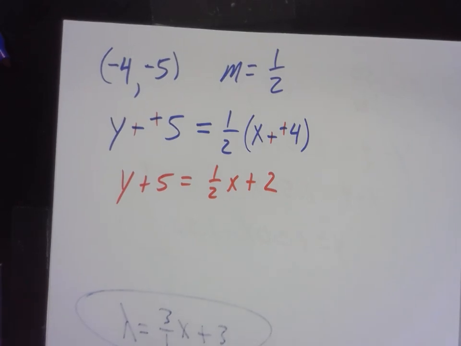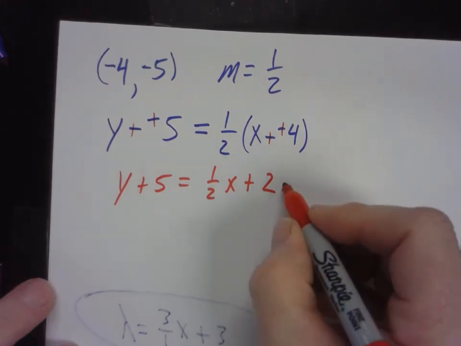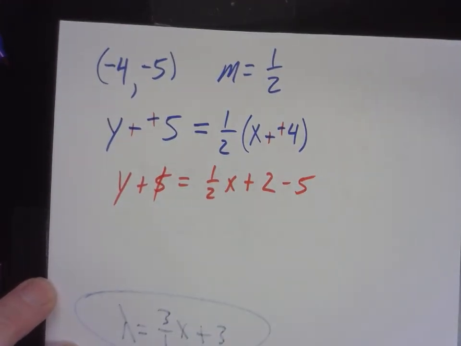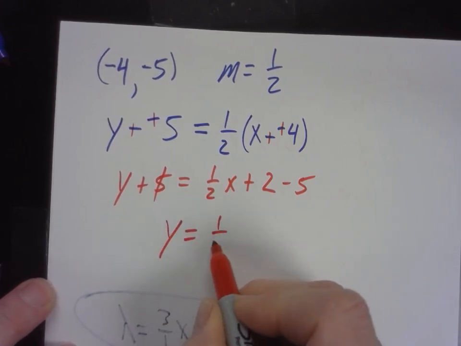Okay. Last step, Easton. What do you think? Y. So you got minus the 5. Okay. Subtract 5 from both sides. I'll just show my work like that. So y equals 1/2 x subtract 5.